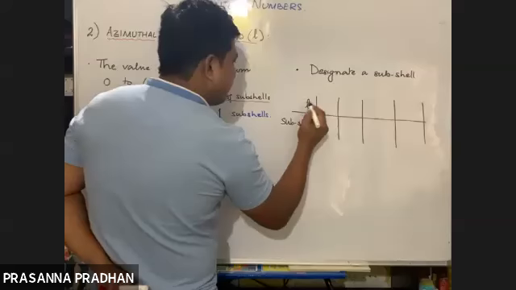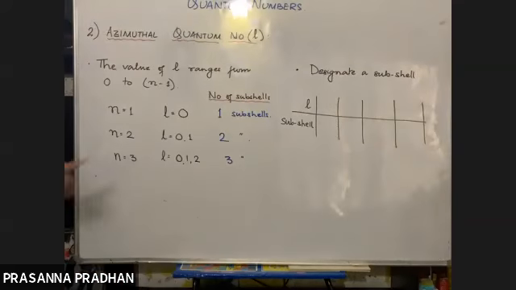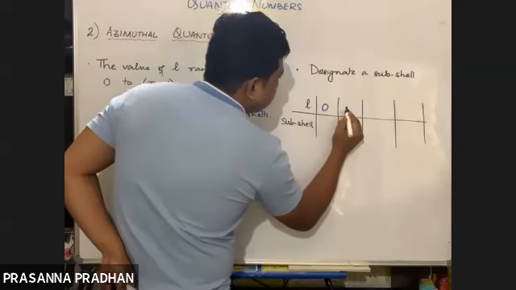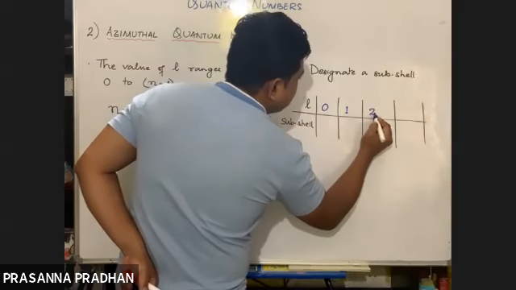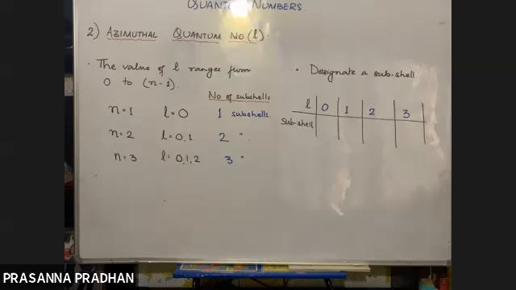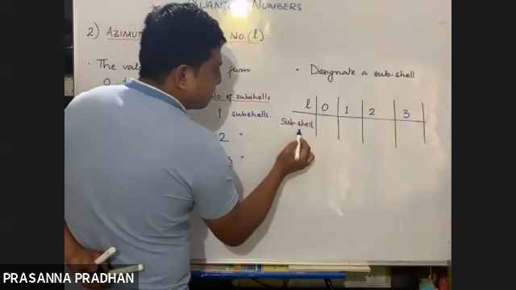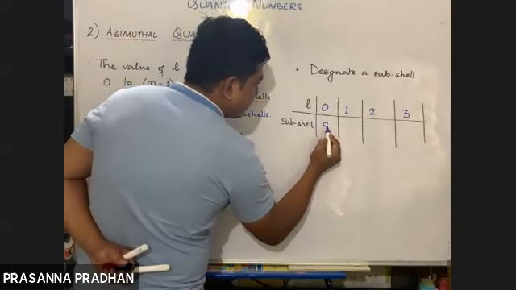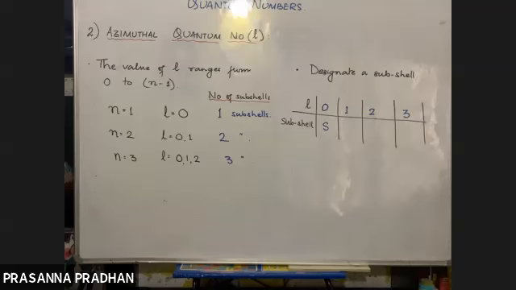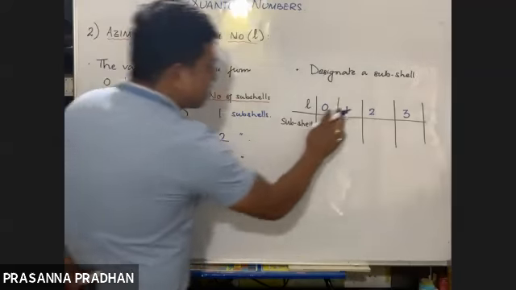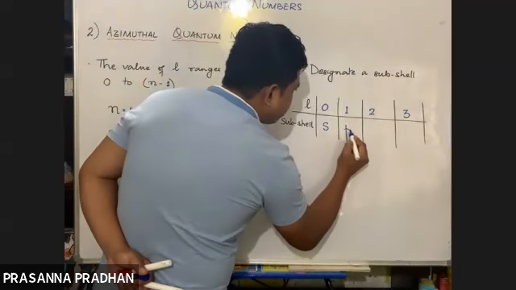Now, can l be equal to 0? Yes, it can definitely be 0. So l can be 0, l can be 1, l can be 2, l can be 3, and so on. When the value of l equals 0, the subshell is designated as s subshell. l equals 0 means you are talking about s subshell. l equals 1 means we are talking about p subshell.